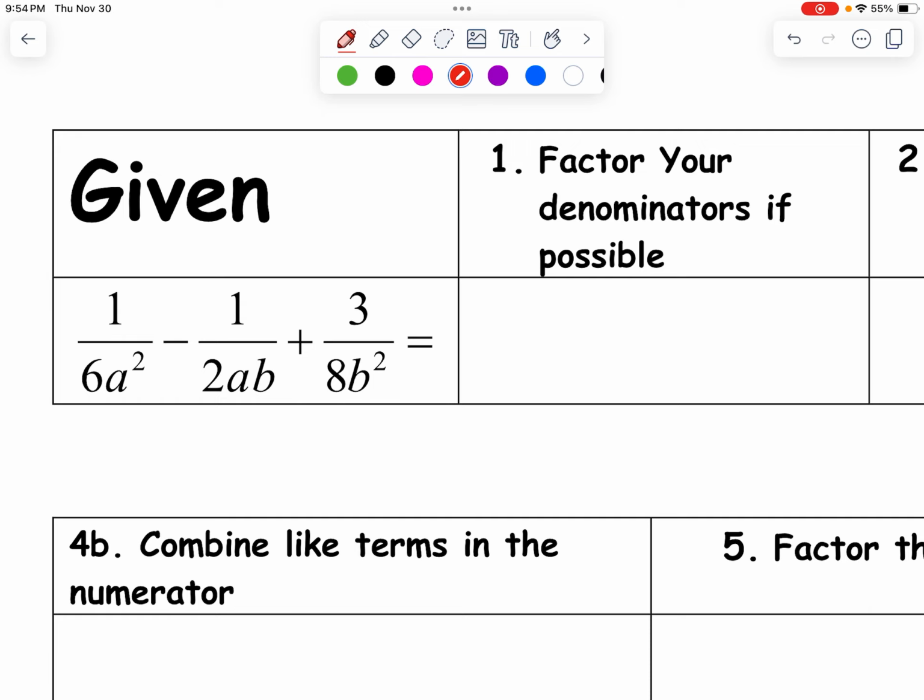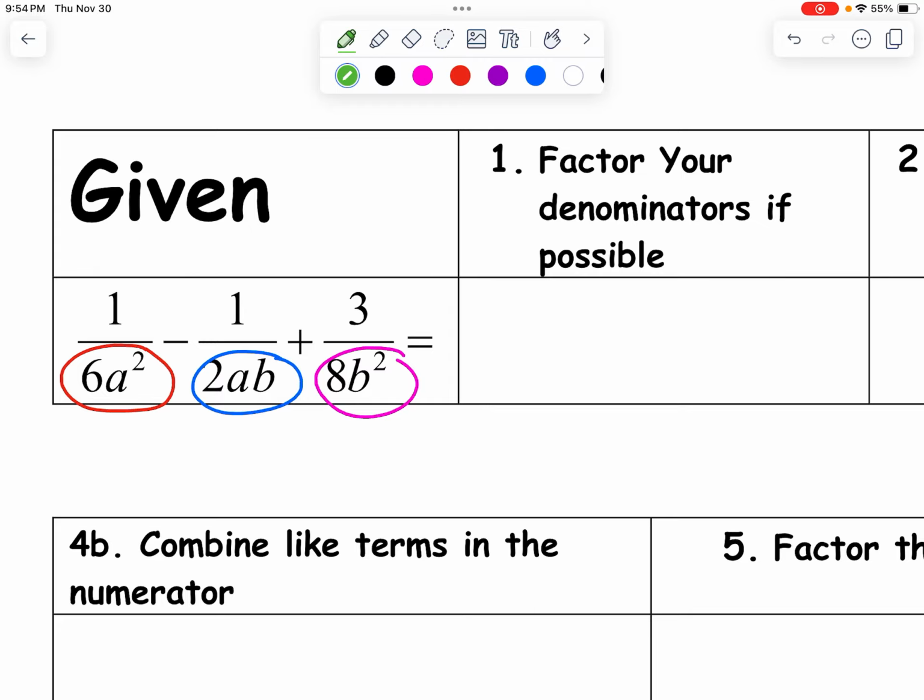Okay, can you factor this denominator? No, because it is a monomial. Does this factor? No, because it is a monomial. Hopefully they know that. Does this factor? No, because it is a monomial. This is going to be hard for a lot.